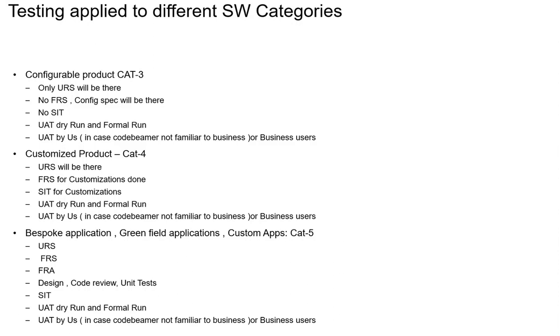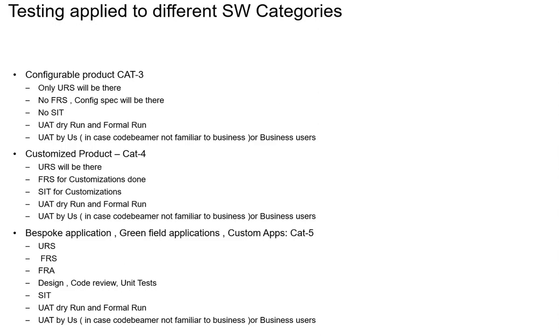Then, followed by that, you will have your SIT. The entry criteria for your SIT to start is that all the defects are fixed, the code reviews are done, and unit testing is done. The remaining two activities are straightforward. Once the SIT is done, obviously you'll go for UAT dry runs and UAT formal runs, and you will follow the UAT procedures. So please do not get confused.